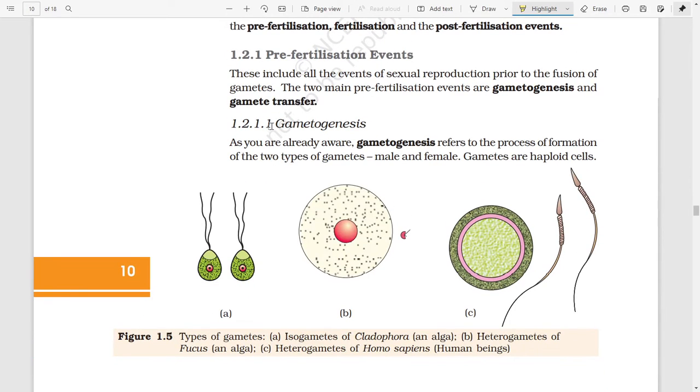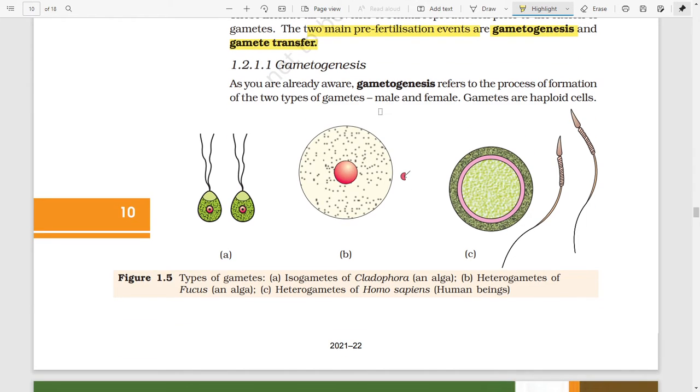Pre-fertilization events. These include all the events of sexual reproduction prior to the fusion of gametes. Two main pre-fertilization events are gametogenesis and gamete transfer. What is gametogenesis? As you are already aware, gametogenesis refers to the process of formation of two types of gametes, male gametes and female gametes. Gametes are haploid cells.